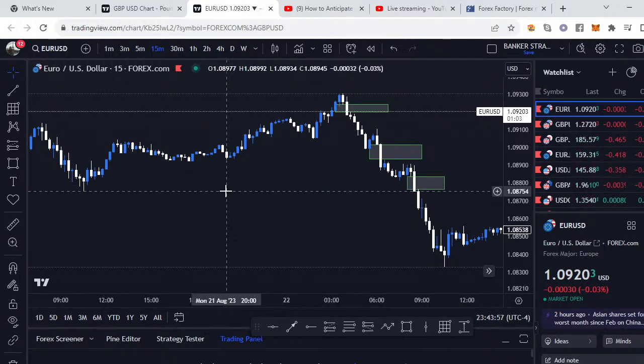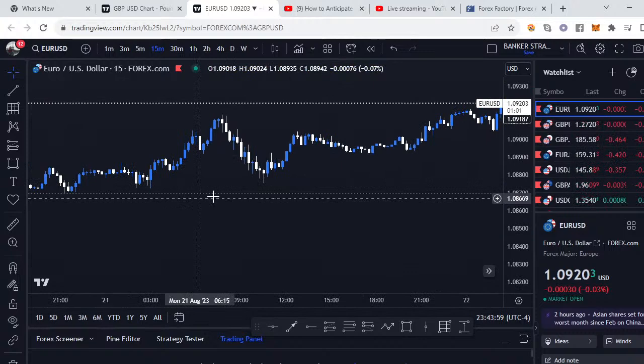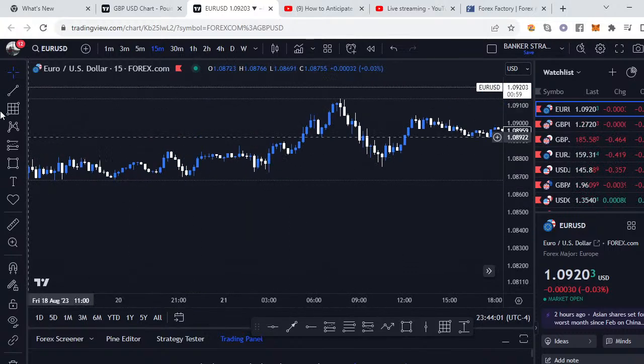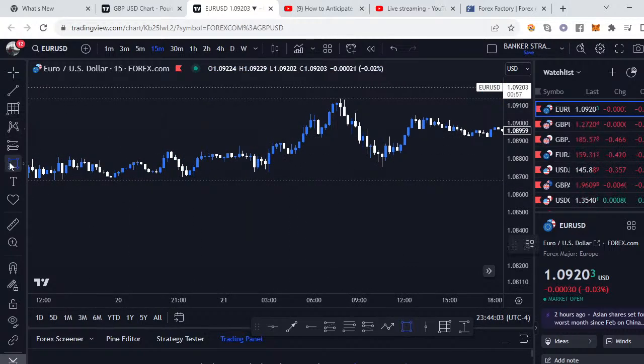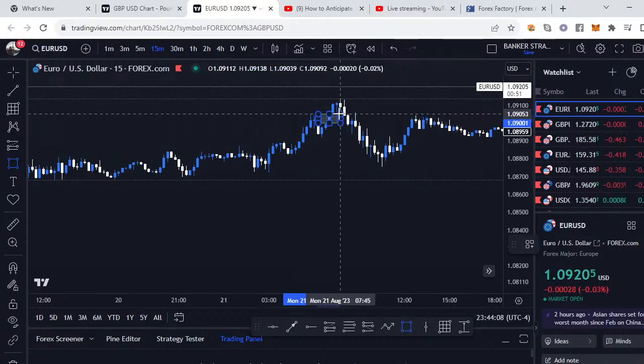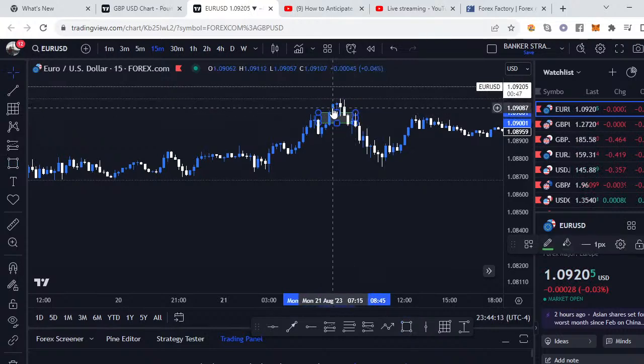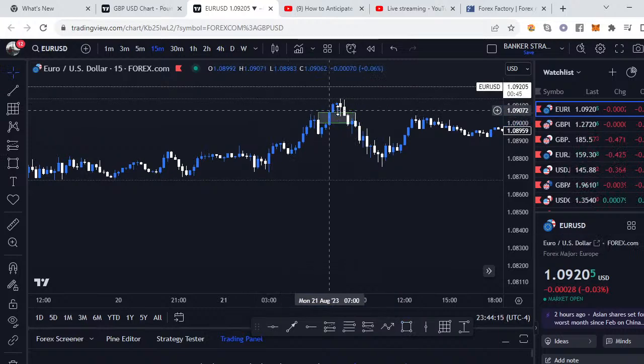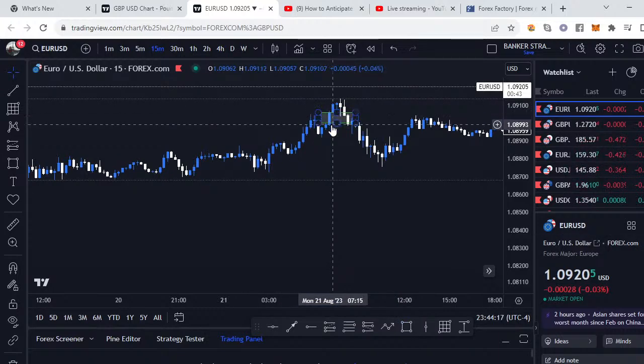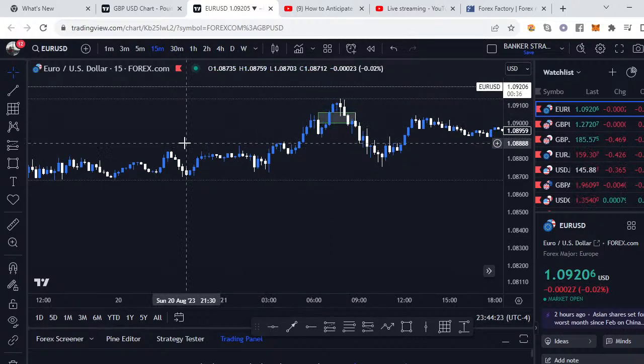Okay. Let's look for a bullish one. All right, here goes one. From this small candle to the bottom of this candle, this space between this candle and this one, that's an imbalance.